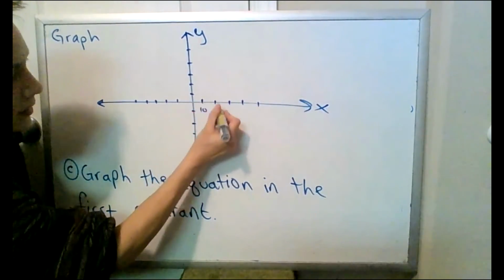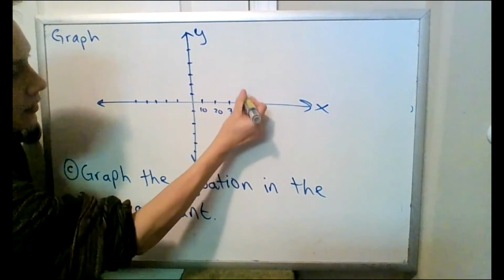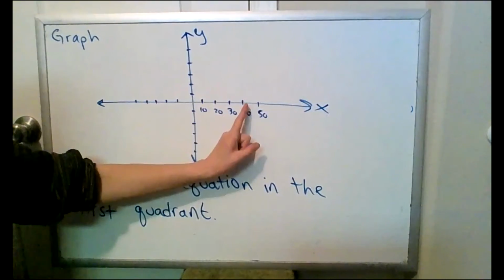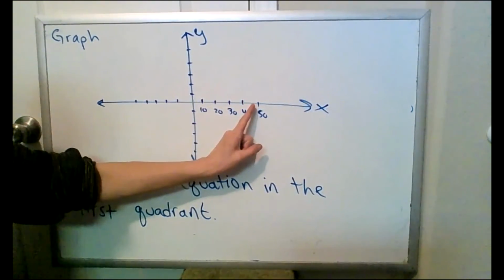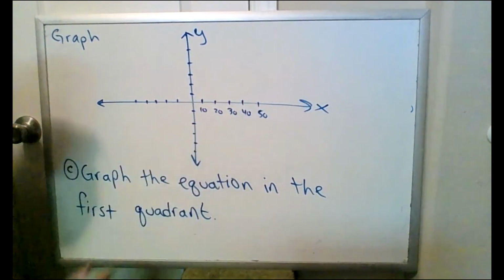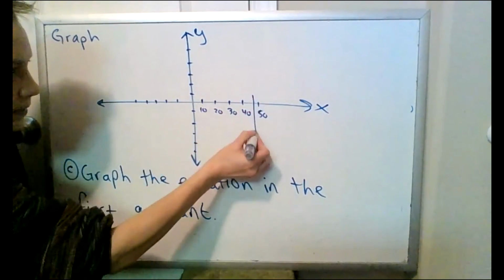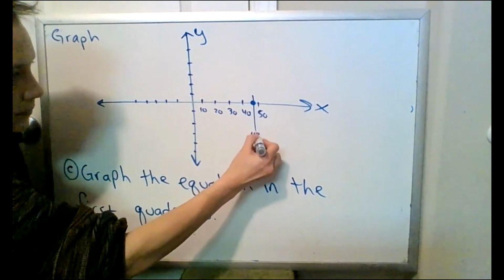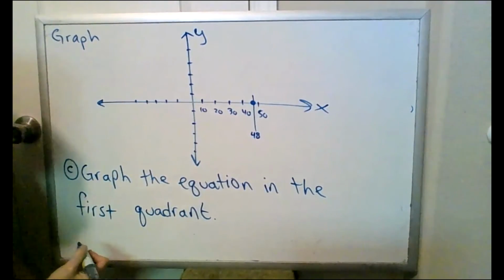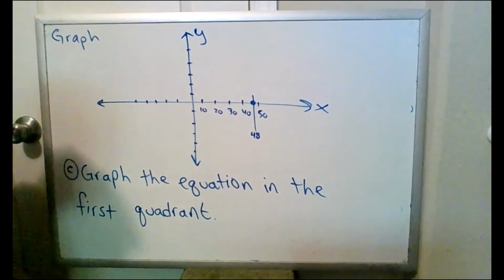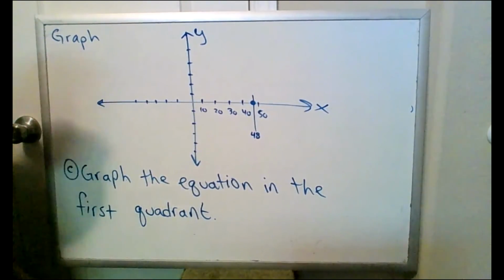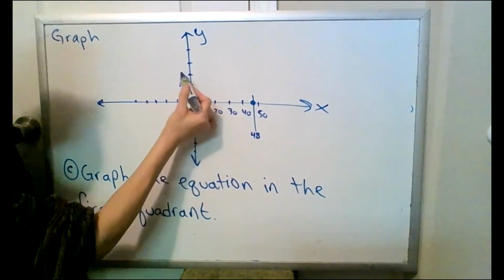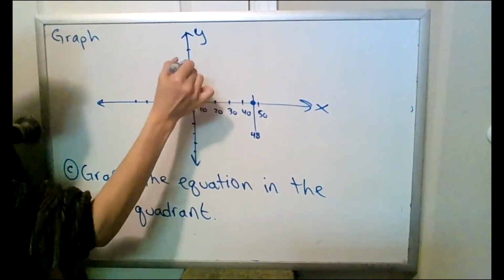So let's go with 10, 20, 30, 40, 50. And just a bit closer to 50, we'll call that 48. I'm also going to graph 0, 40. So 0 for x, up 10, 20, 30, 40.